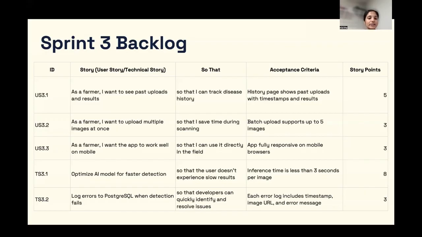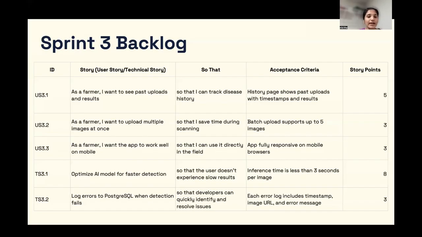And the next technical story is improving the AI model to detect faster, so the farmer has no need to wait too long to get the result. Each image should be processed in less than 3 seconds.